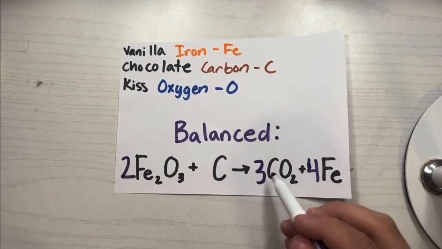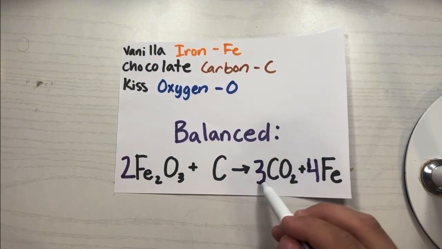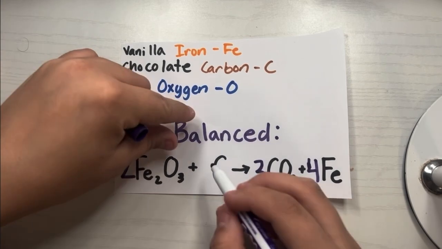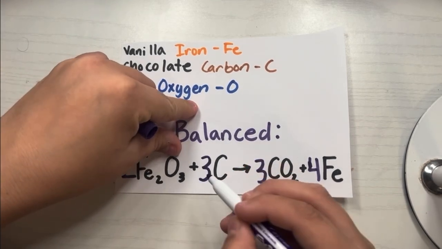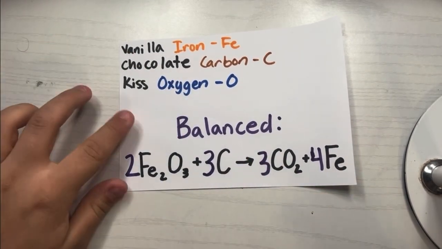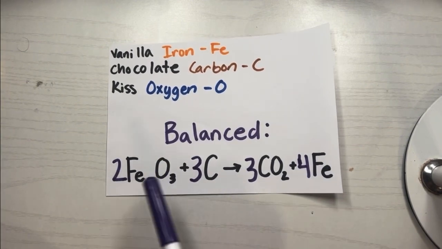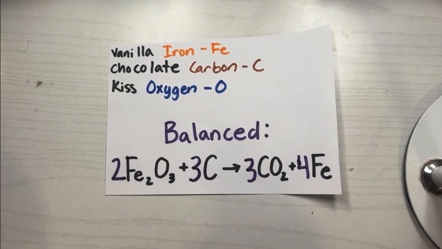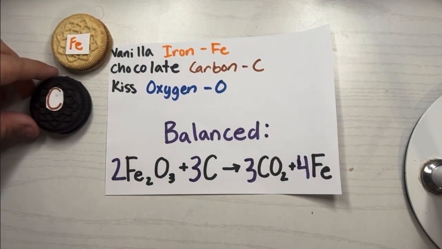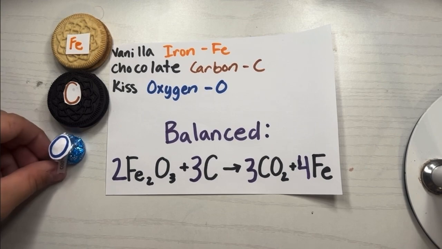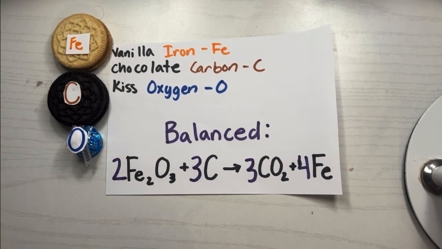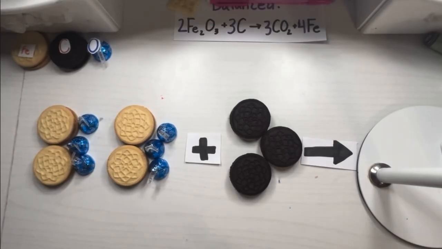Now our carbon is 3, so we need to balance our carbon atoms. We're going to add a 3 in front of that. And that's it, balanced. This one only had 3 elements, so I didn't have to use the cracker again. So now I'm going to show you the cookies. There's 1, there's 2, and then here comes my little oxygen. And here we go for our reactants.